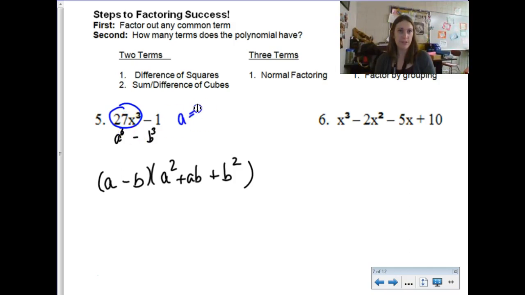A is the cube root of this, so 3x. And b is the cube root of 1, which is very boring, it's just a 1. So, into our formula here. A minus b would be 3x minus 1.